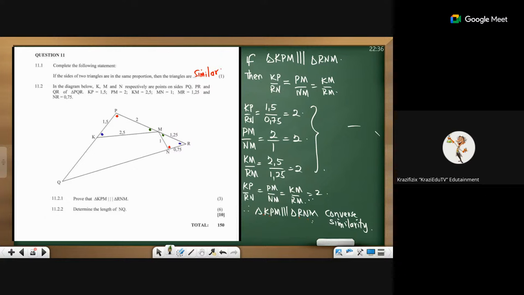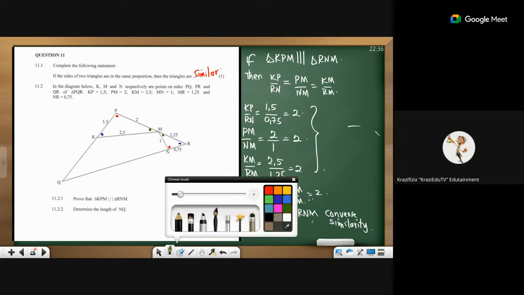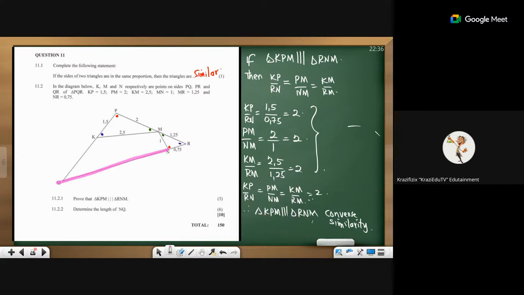Now, the examiner is saying I should find the length of NQ. From nowhere, they just bring in NQ. Not a problem. What comes to my head quickly is that if I can get the whole length here, then I should be able to get it. Let's see something.